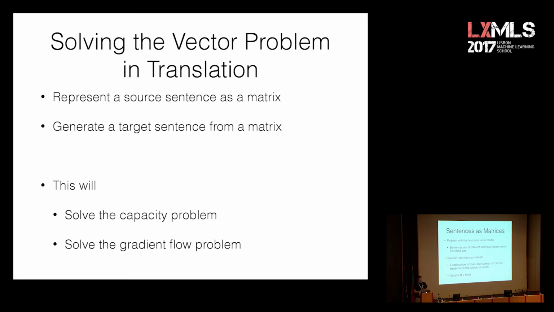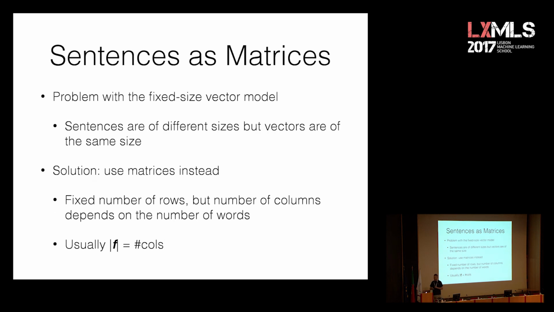Okay, so let's talk about sentences as matrices. Sentences are of different sizes, but vectors are of the same size, so let's use matrices. We're going to have a fixed number of rows, some analog to a word embedding, but a different number of columns depending on the number of words. Normally we'll have the number of columns equal to the number of words in the sentence. This isn't strictly required, but in many of the formulations we do.